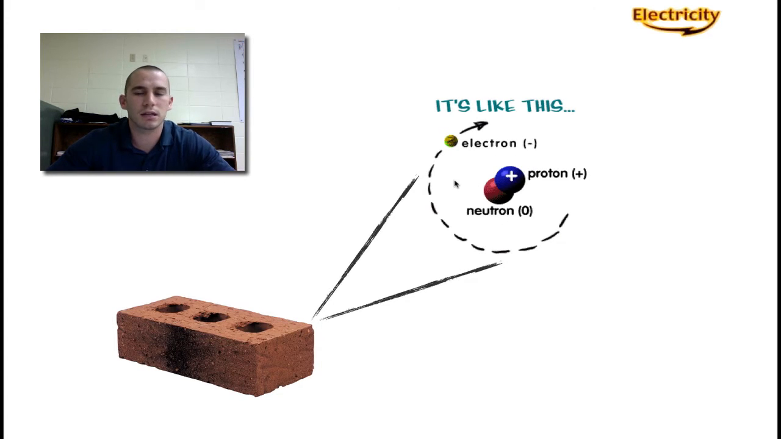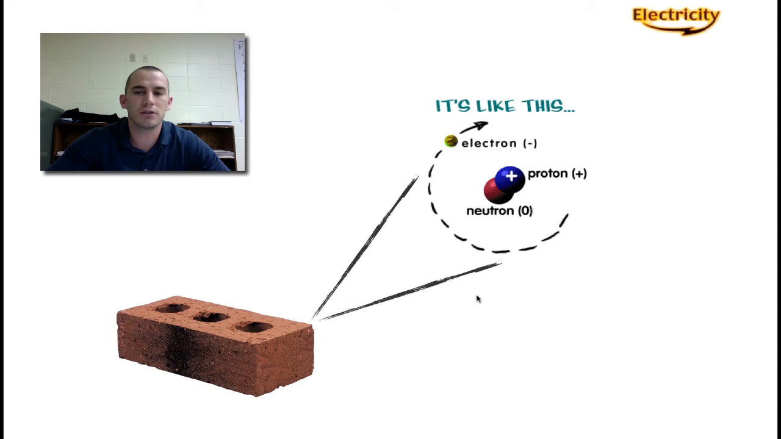On the outside, in the electron cloud, we have negatively charged particles called electrons. Usually in a typical atom, you're going to have the same amount of protons as electrons. So the charges are going to eliminate each other, and you're going to have a neutral atom with no net charge. Same amount of electrons, same amount of protons.